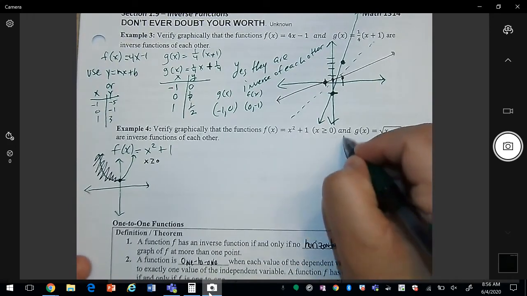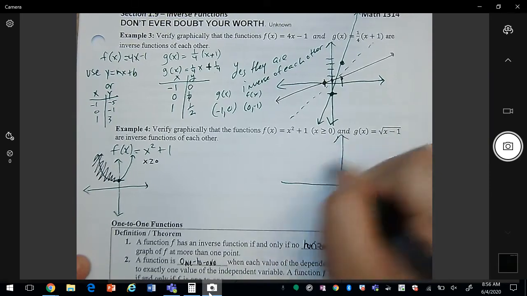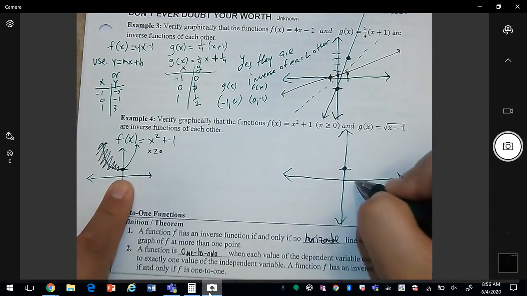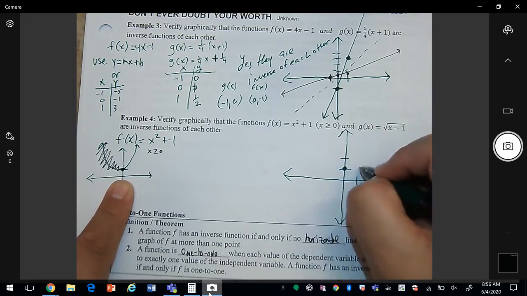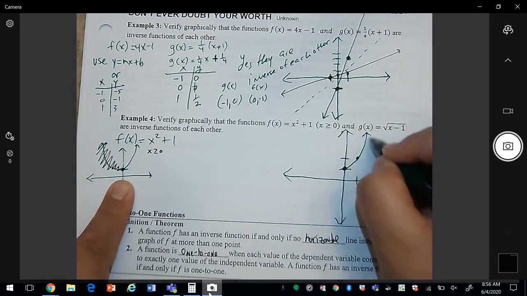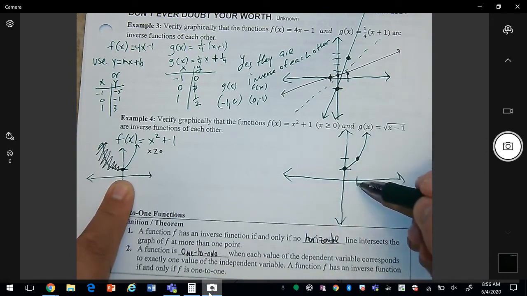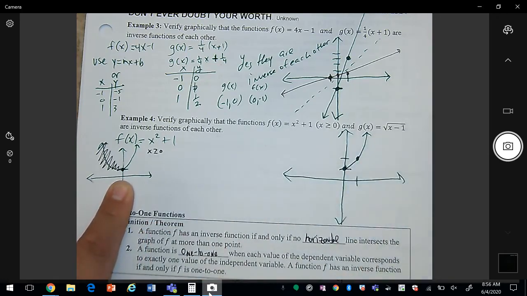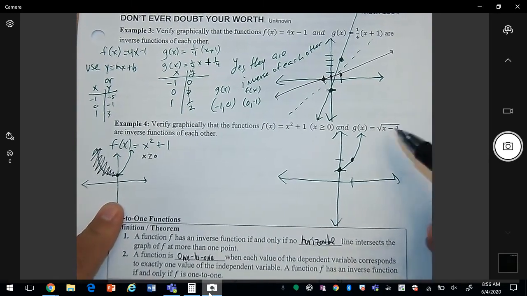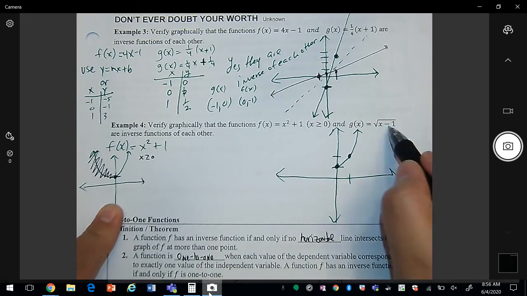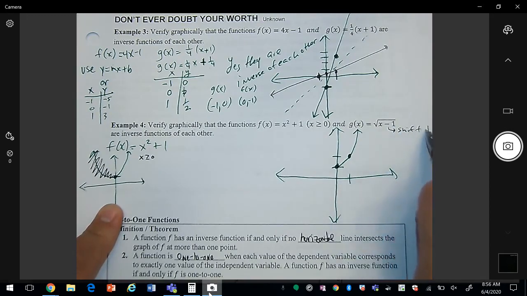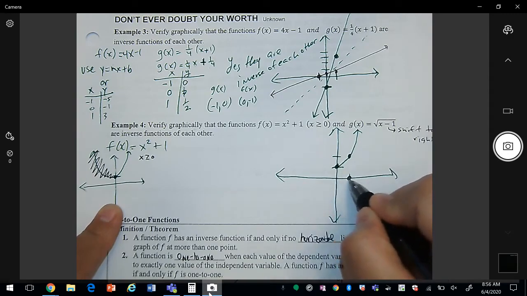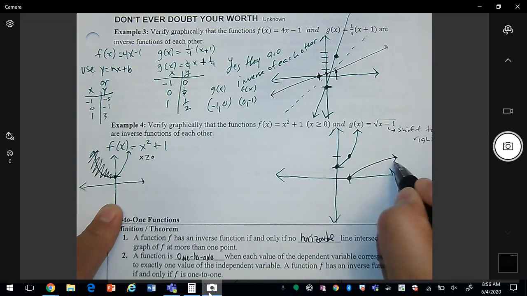Okay, so if I graph this, we're only looking at this point here, and it goes like this. To help me, I'll plot in another number, 1. 1 squared is 1, plus 1 is 2. Now this one here is the square root, and it's being shifted to the right. So I'm going to move over to the right one, and my graph will look something like this.